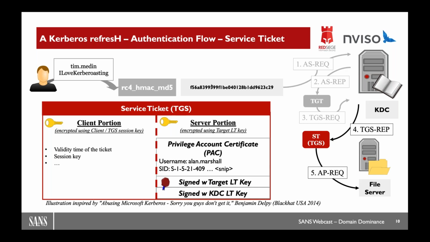It means that when a service ticket is created, the domain controller doesn't even validate whether or not Timidine has access to the file server. It will blindly copy over the PAC from the TGT into the service ticket and will leave it up to the file server afterwards to verify whether or not Timidine has access to the file server resources. The reason for this is resource performance issues, if you will, to offload the domain controllers or the centralized infrastructure.